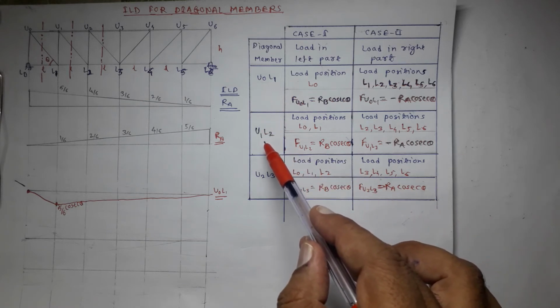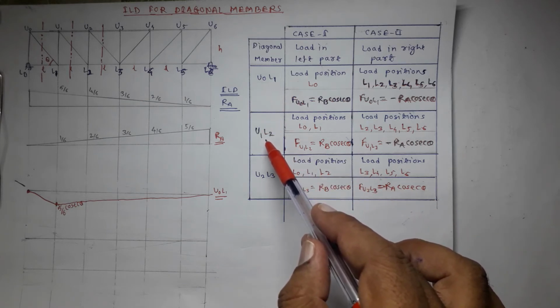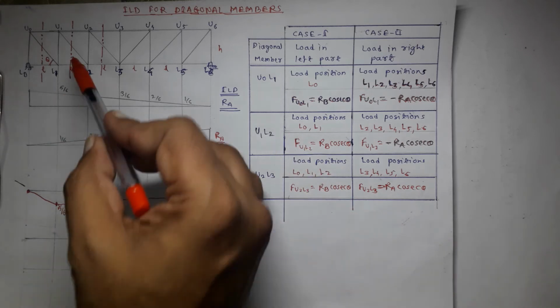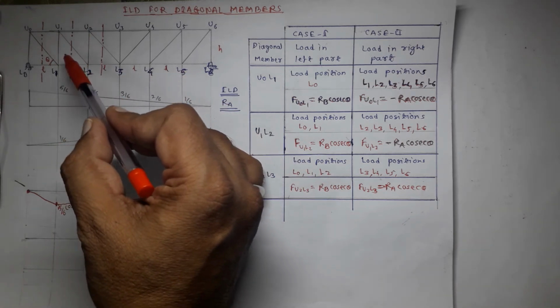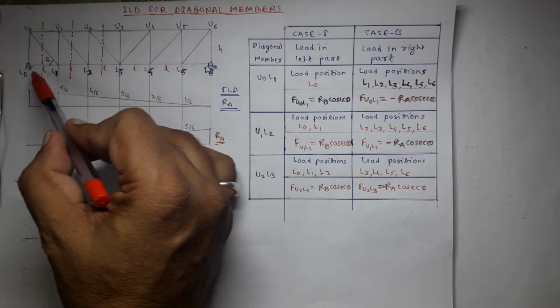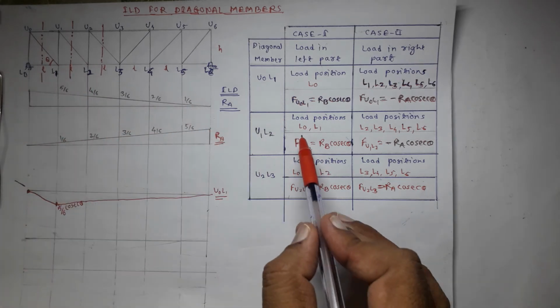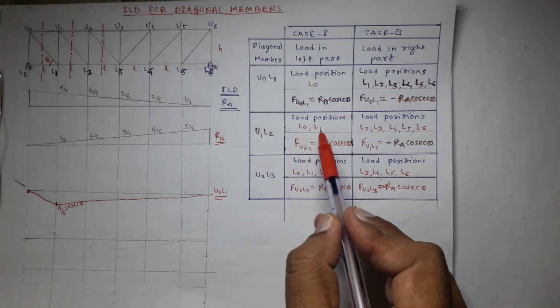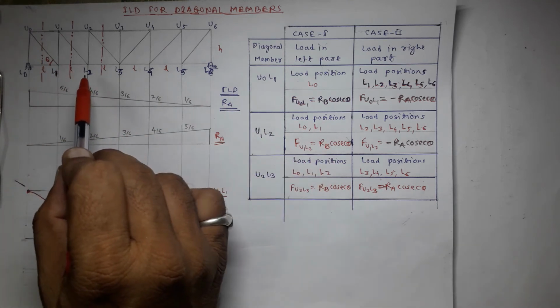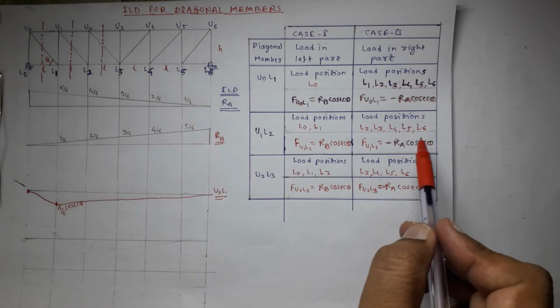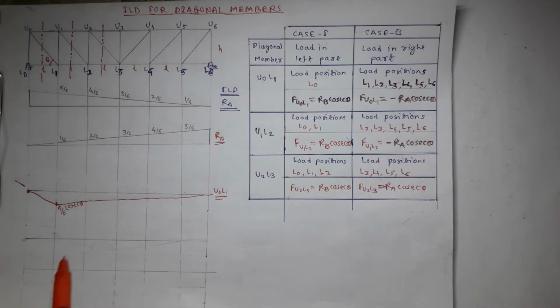When it is a question to draw the ILD for U1 L2, again U1 L2 is this second member. This is the section which is to be considered. The load positions to the left will be L0 and L1. So these are the load positions L0 and L1. And when the load moves to the right of this section, the other positions are L2, L3, L4, L5 and L6. So I have written those positions.